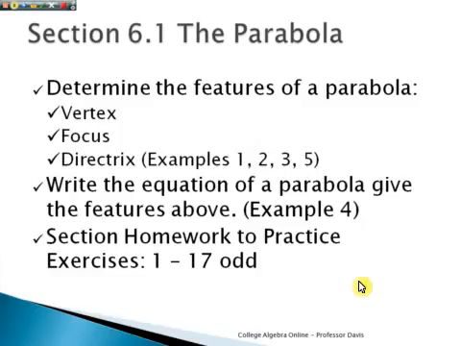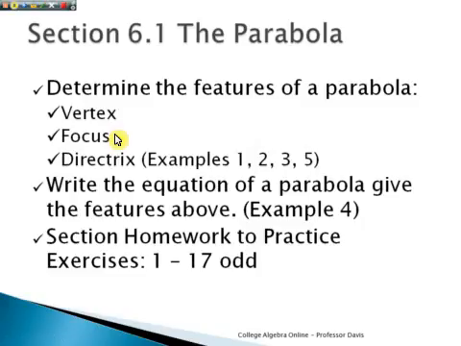In section 6.1, we want to talk about the parabola. The parabola is a figure we're already familiar with, so we just want to take a look more in depth at the features of it, those features being the vertex, the focus, and the equation of the directrix. If you check out examples 1, 2, 3, and 5, that'll show you exactly how to determine these features.